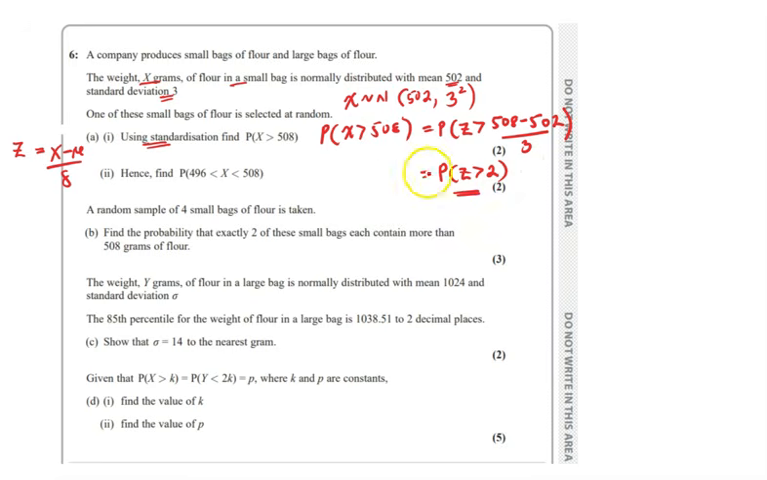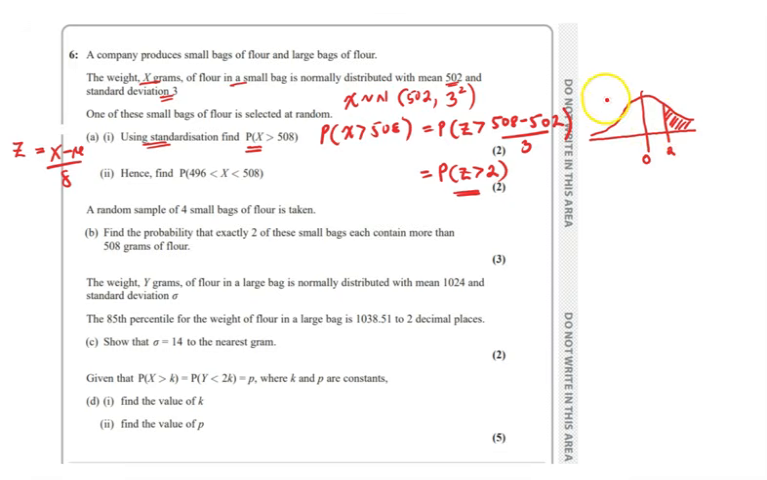So z is greater than 2, as I already said. I prefer to draw the diagram to visualize it. So what you're looking for, 2 is on this side. This is standard normal, and the mean is 0. Then you have your standard deviation over here. So you're looking for the area of greater than what? Greater than 2. You're looking for this.